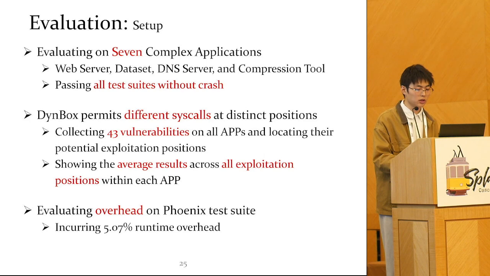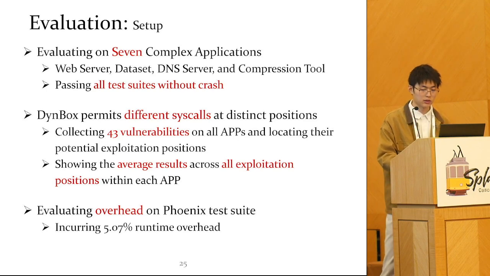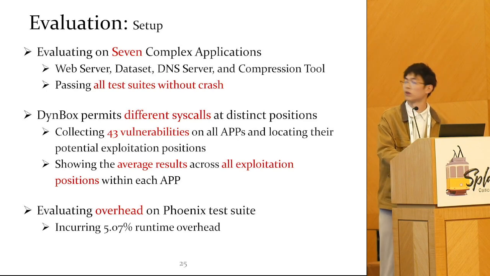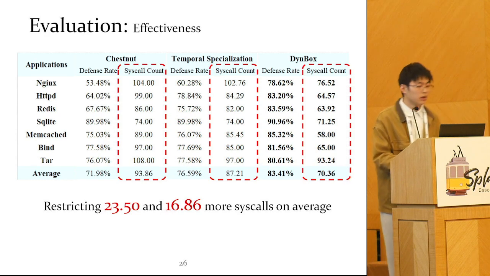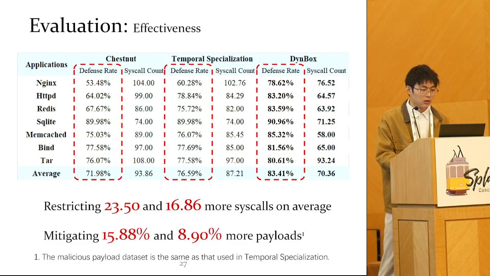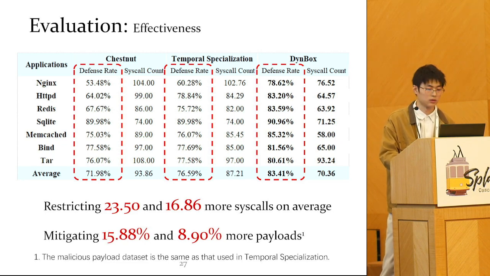We also perform the overhead evaluation, where the sandbox incurs 5.07% average runtime overhead on 7 applications. In the effectiveness evaluation, the sandbox rejects 23.50 and 16.86 more syscalls than Chestnut and Temporal Specialization. Meanwhile, it mitigates 15.88% and 8.90% more payloads.